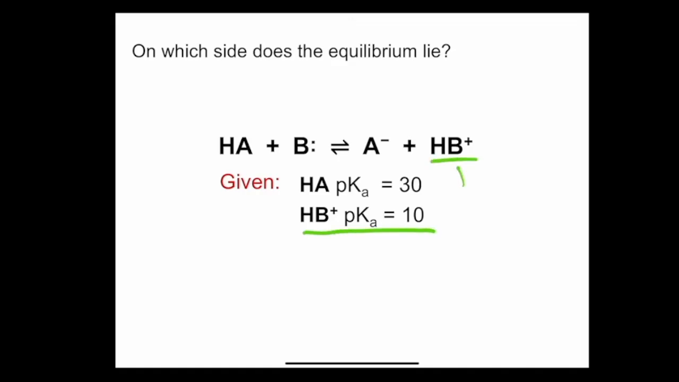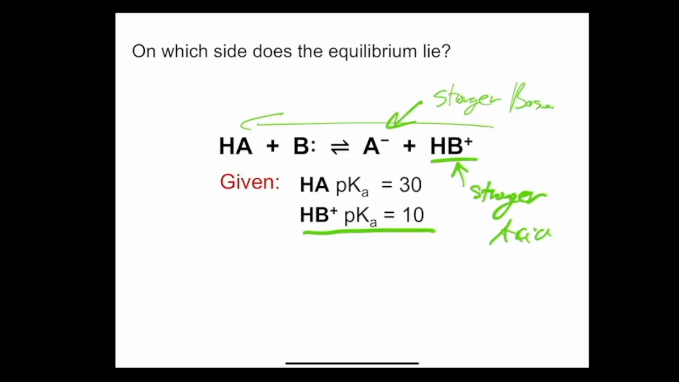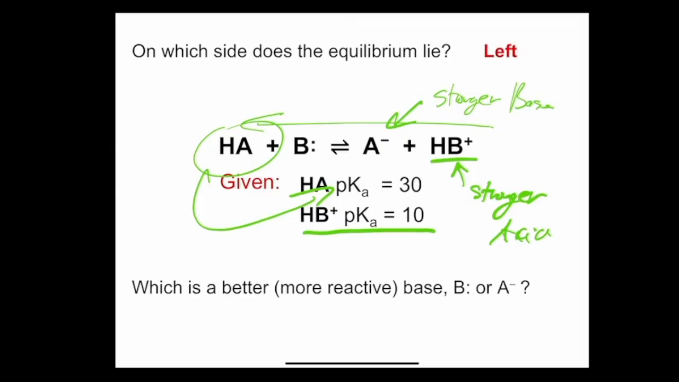This is a stronger acid now, which means A minus is the stronger base. The equilibrium must move away from that because HA is the weaker acid given this system. So it moves to the left.